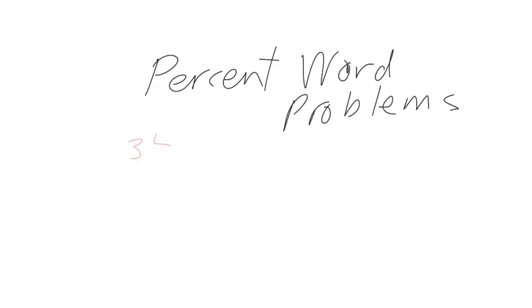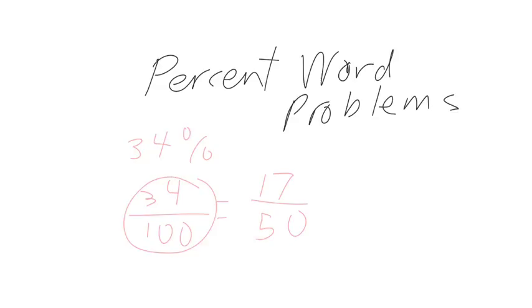So if we have 34%, that would be 34 over 100 if we make it into a fraction. Now we usually reduce our fractions in lowest terms, so that reduced to 17 over 50. But again, the way we get 17 over 50 is by putting it over 100.